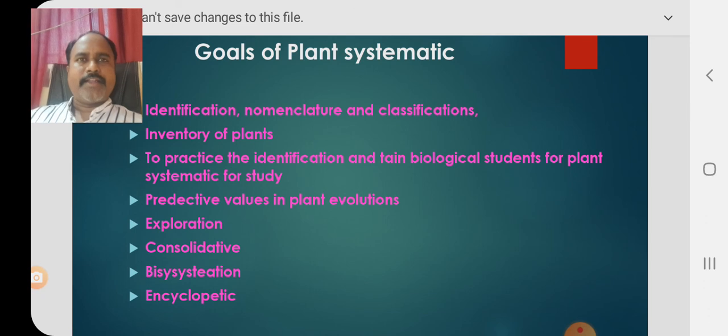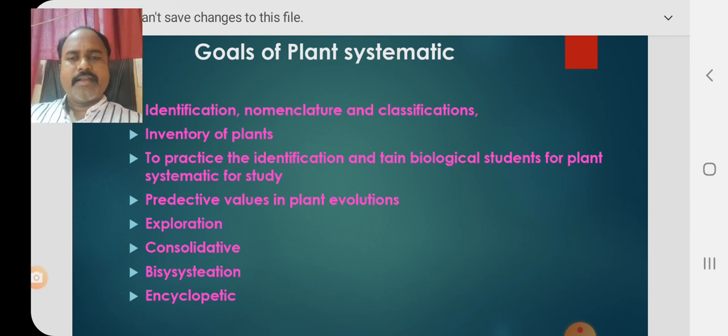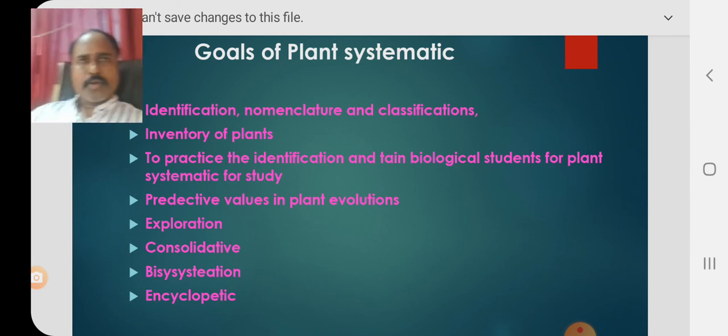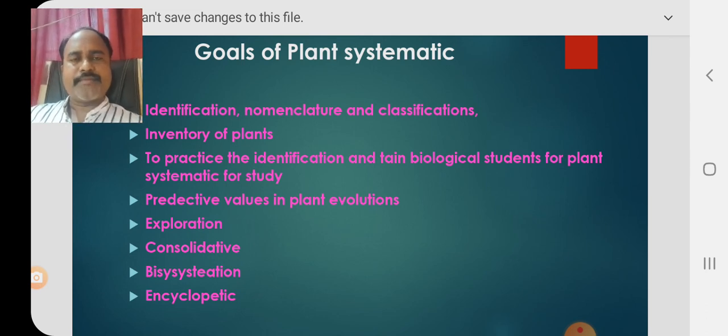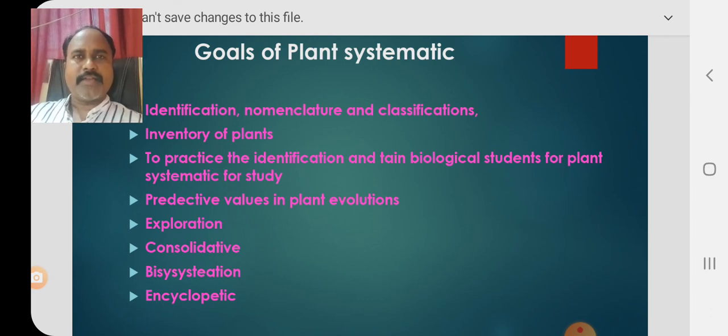Up to 2020, the literature says that only about 20% of the data has been gained by our scientists, botanists, and taxonomists, and there is a need to explore the world, to explore every region, and to go through all these phases: exploration, consolidative, biosystematic, and achieve the last and final aim, that is the encyclopedic phase.